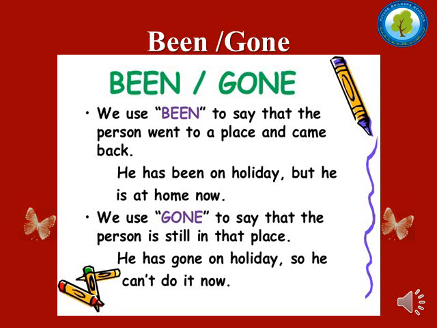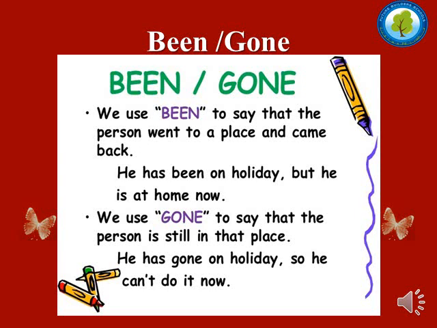Been and gone. We use have been or has been, have gone or has gone. So when do we use been and when do we use gone? We use been, have been or has been, to say that the person went to a place and came back. He has been on a holiday, but he is at home now. So ذهب إلى العطلة أو العطلة التي قضاها وعاد إلى بيته.